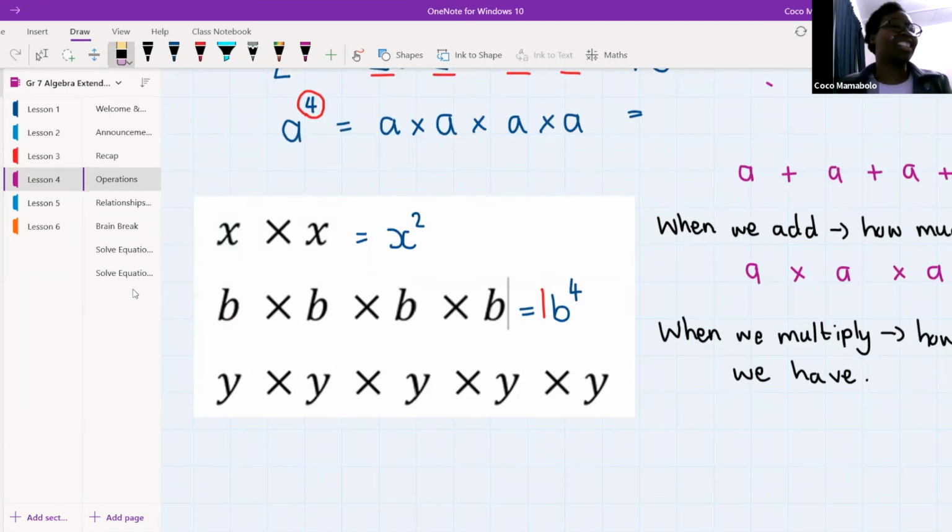You were getting the answer right, but I didn't know that you didn't know why. And I was like, I just guessed it. I was like, it's 1a to the power of 4. And that was correct. Well done. Thank you, ma'am.